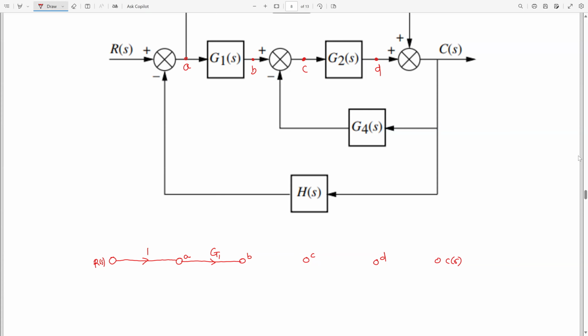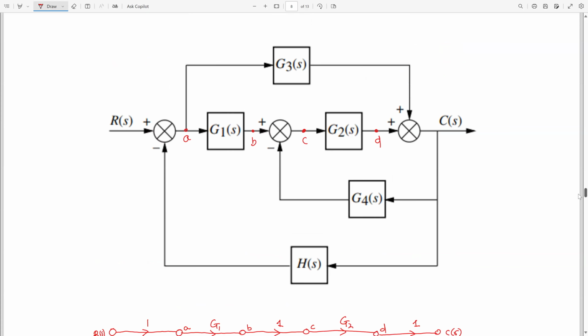Then from this node to this node is +1. Then from C to D is G2. Then from D to C, that's 1. And it's +1 because of the plus here. All right, so now we are done with the forward path.